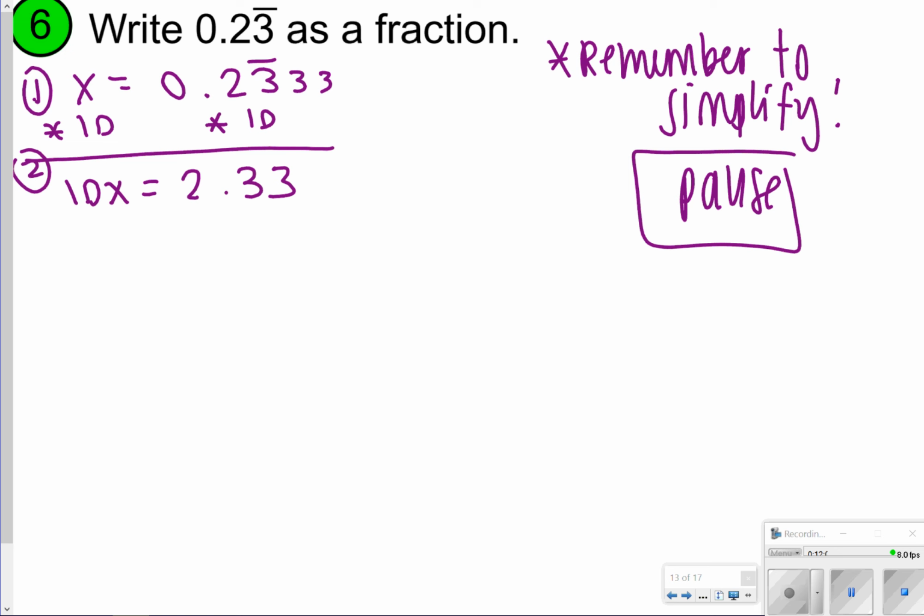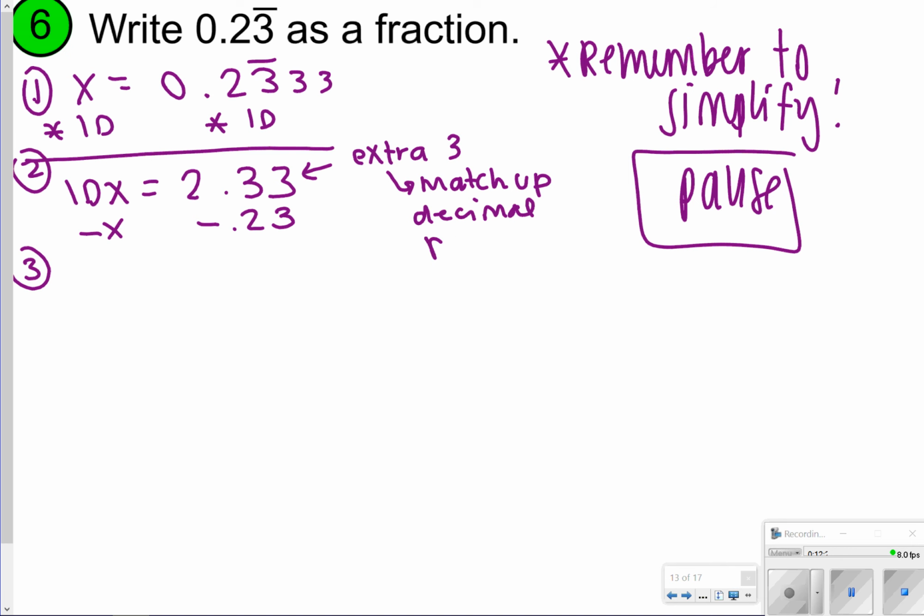Then for step 3, I'm going to subtract the original equation. Here's the reason why I wrote an extra 3, so I can match up the decimal place value. If I wouldn't have written the extra 3, a lot of people try to write a 0 here, but that's not true. Because all these threes repeat, there should be a 3 there.